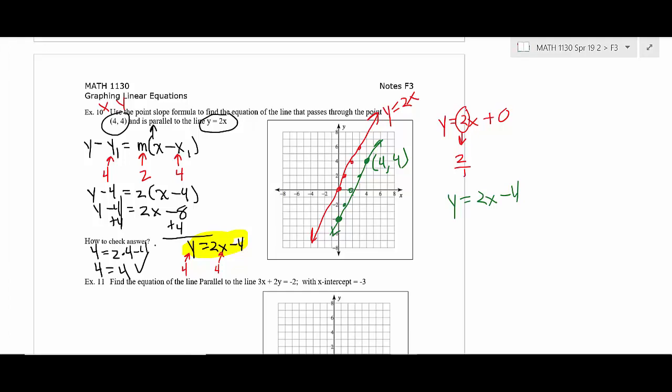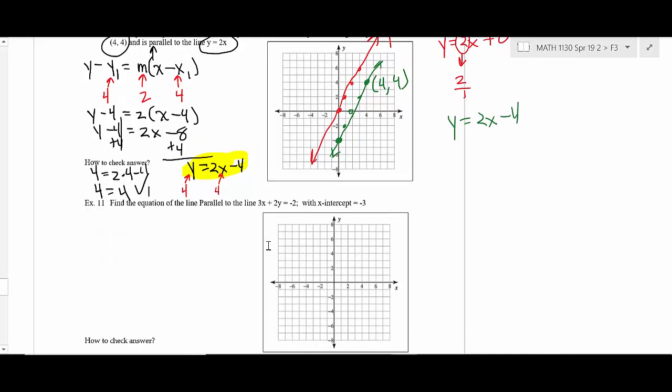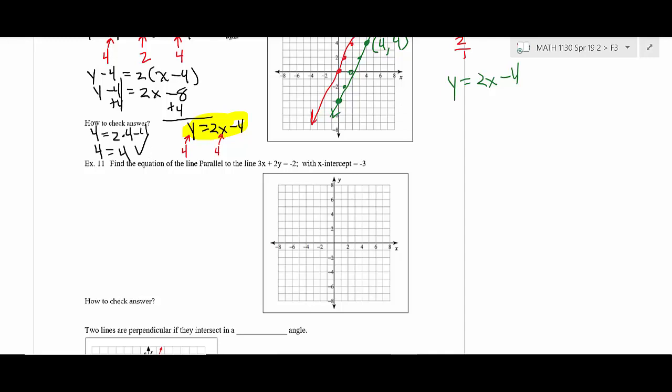All right, I'm going to do one more of these, and then we'll do the thing with perpendicular and go through that a little bit. So what we're doing on this is the same problem. It's got a different equation, and this time I give you an x-intercept. So you're going to find an equation parallel to this line that goes through this x-intercept. To begin with, the first thing you want to do is graph this equation, and we need to find its slope. So how do you find the slope of that line if I give you an equation? What do you need to do?